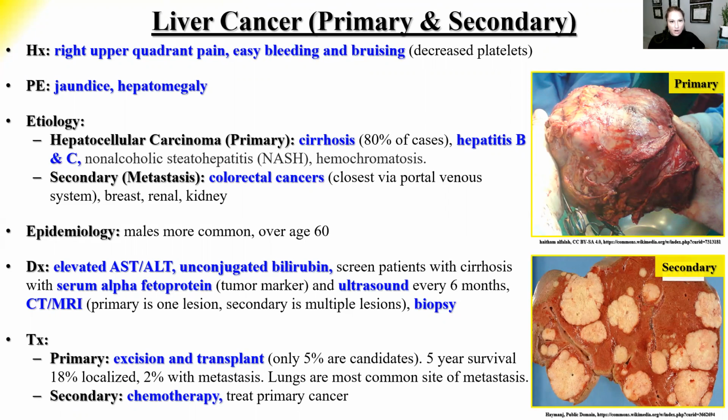Etiology, so let's talk about primary versus secondary. Primary is going to be hepatocellular carcinoma, and this is going to be due to cirrhosis in 80% of the cases.